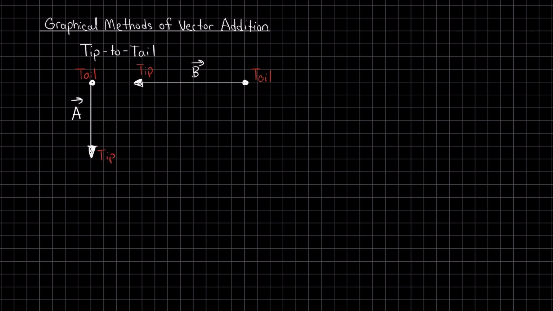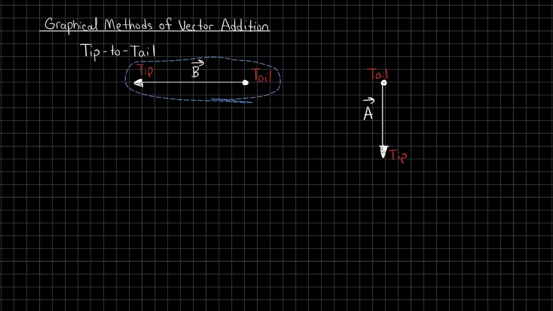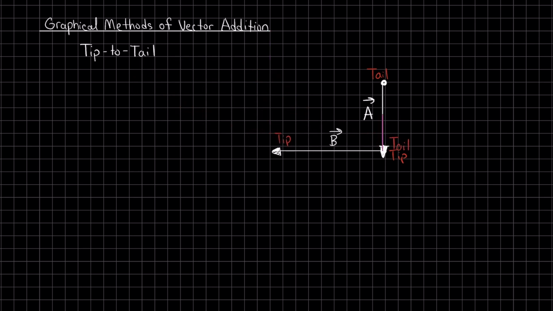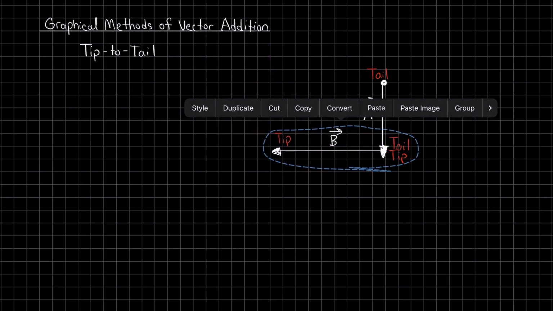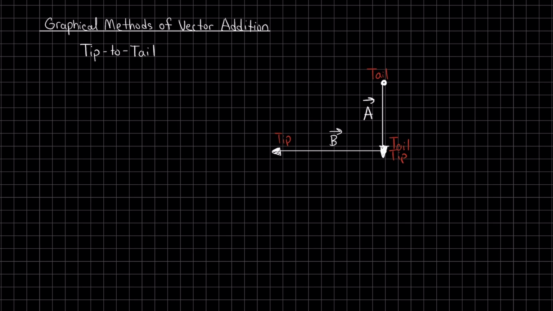So in order to add these two vectors using the tip-to-tail method, I'm going to take vector A, and then I'm going to place the tail of vector B at the tip of vector A. So the tips and tails are going to belong together. The resultant starts from the tail of the first vector and points in the direction of the tip of the second vector. And that would represent the resultant, A plus B, which we can call vector C, or you can call it any other vector.